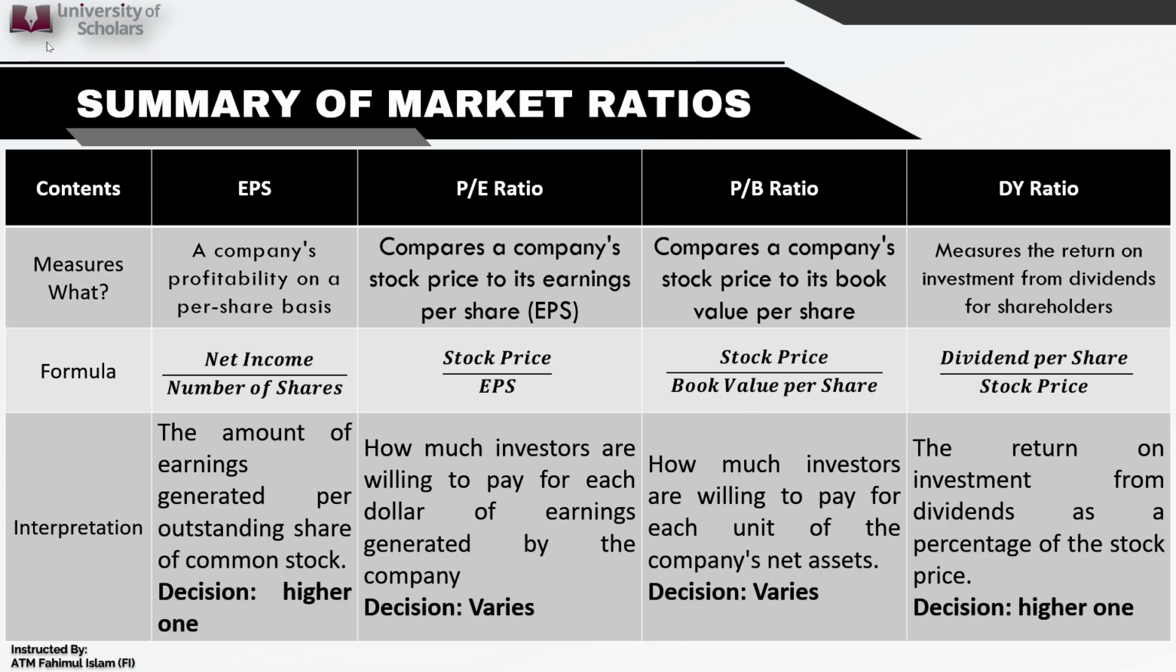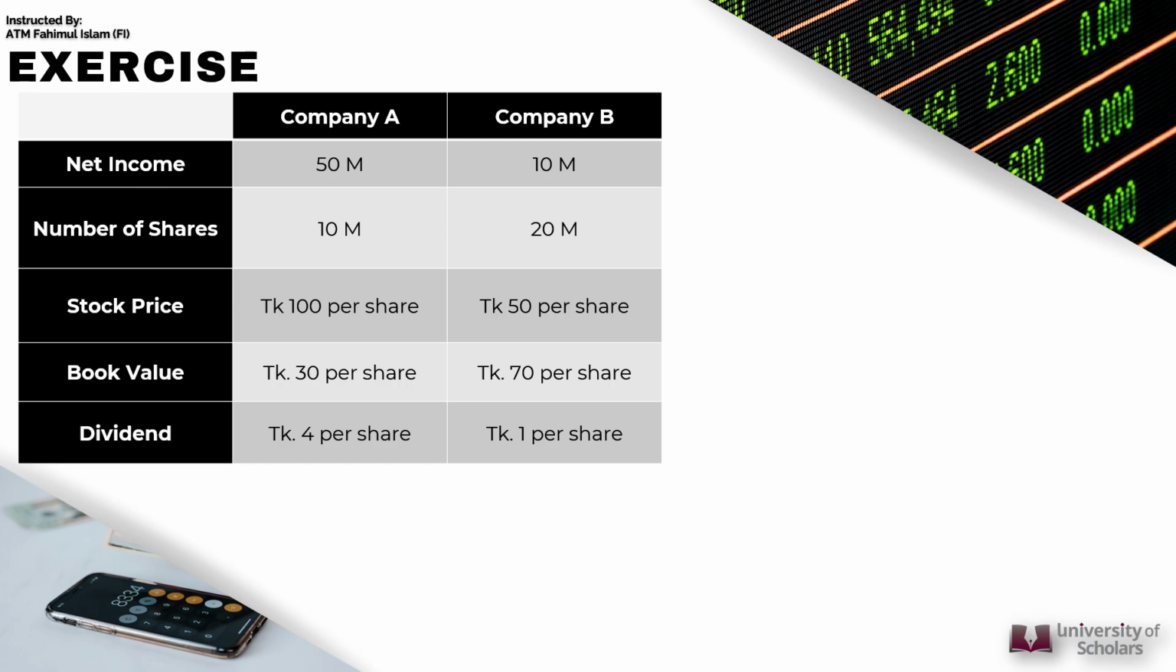So let's move on to the exercise. Students should find the 4 ratios: EPS, price to earnings ratio, price to book value ratio, and dividend yield, through the formulas, through the equations we have seen earlier. So now I will be discussing the interpretation of those ratios.